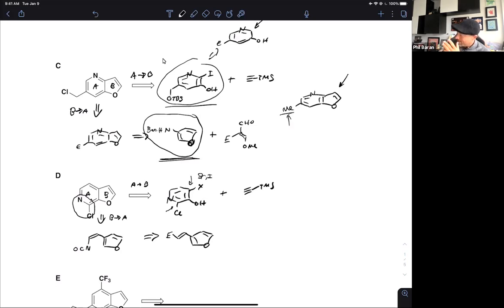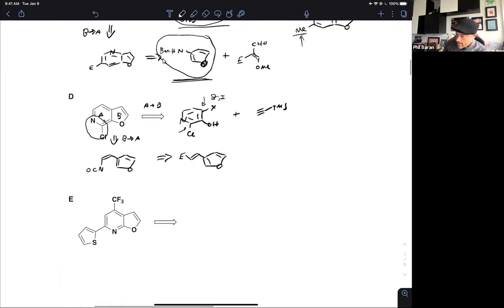You might look at this and say, hey, Phil, I would never do that. I want to do the Sonogashira. That's fine. The Larock is fine, but you must have that disconnection of B to A as an available one to you if you cannot execute on the A to B based on your substituents on the ring.